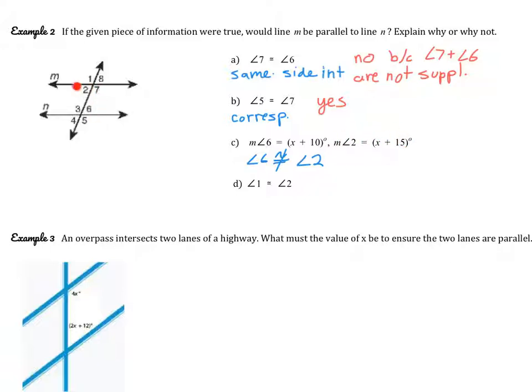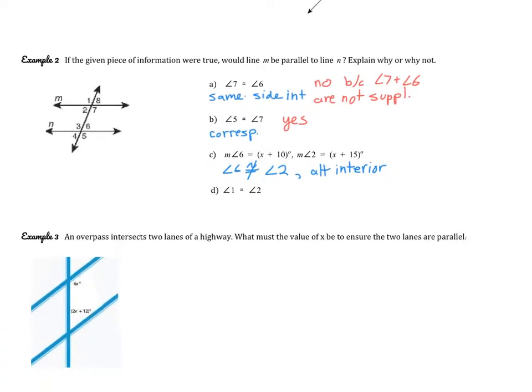Since they are not congruent, and we would classify those two angles as alternate interior angles, we would say that no, the two lines are not parallel because angle 2 is not congruent to angle 6. And if they were parallel, alternate interior angles should be congruent. All right, the last one says that angle 1 is congruent to angle 2. So first of all, these are linear pairs.